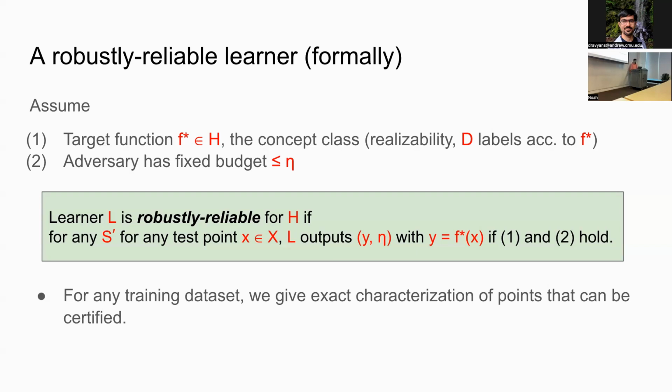The adversary has a fixed budget, and provided these two conditions hold, the learner is robustly reliable if for any corrupted data set S prime, for any test point X, it outputs a prediction and a reliability level with the guarantee that the prediction is correct whenever 1 and 2 hold. So whenever the budget is smaller than this eta that we are outputting, and whenever we're in the realizable situation, the prediction is guaranteed to be correct. And for any training data set, we also give an exact characterization of which points can be certified under this definition.